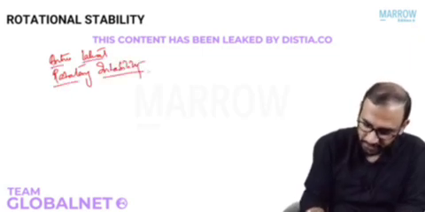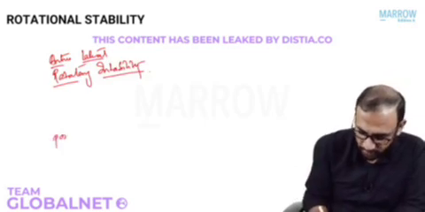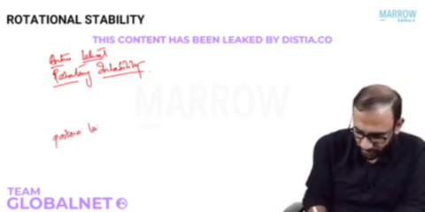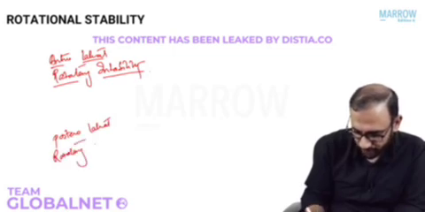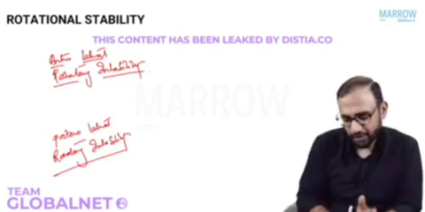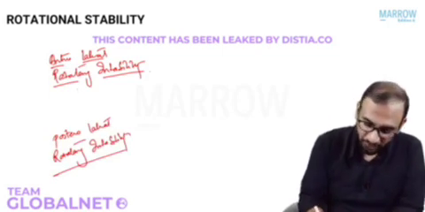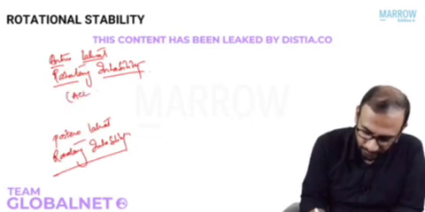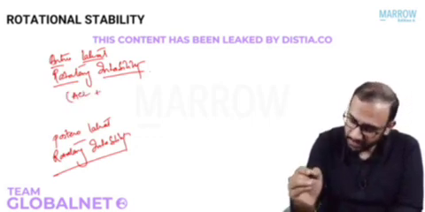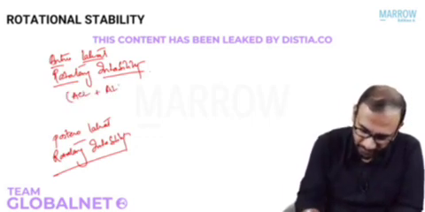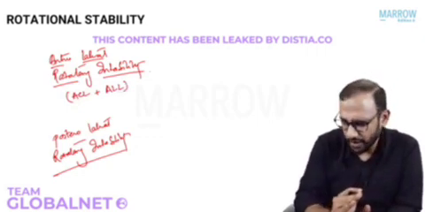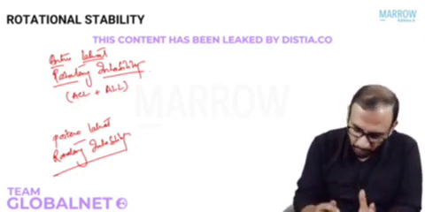Anterolateral rotatory instability, and something known as posterolateral rotatory instability. Now anterolateral rotatory instability occurs because of injury of the ACL plus the anterolateral ligaments of the knee. This is advanced, just bear with me. Anterolateral ligaments of the knee.